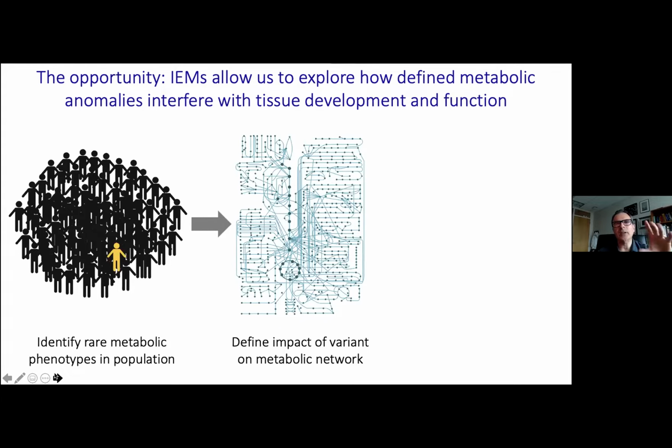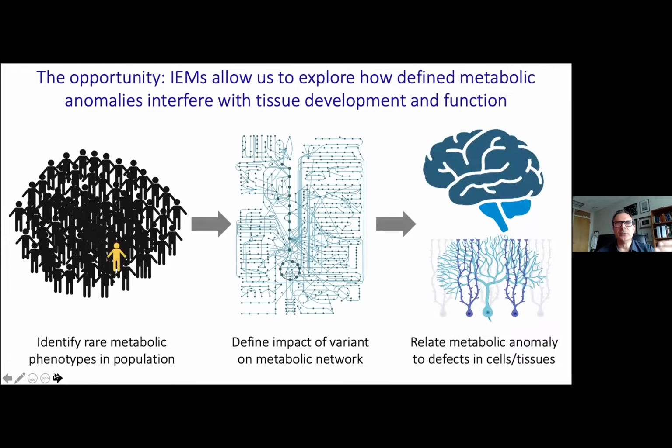Well, first we use metabolic profiling to find outliers in the population and to find the impact of their defects in the metabolic network. And then we try to relate the metabolic anomaly to defects in cells and tissues. The defects are pleiotropic. They involve everything from the death of specific cell types to progressive organ dysfunction to even cancer in some cases. And most of that we don't understand very well.